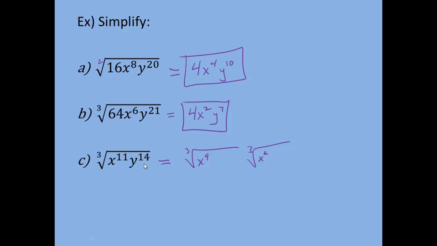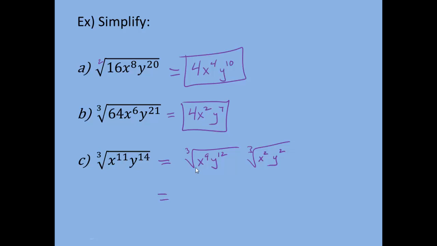The y to the 14th, is that a perfect cube? Well, 14 doesn't divide by 3 evenly, so we need the closest power to 14 divisible by 3, which is y to the 12th. And then whatever's left over will go in the second set. If this is 14, and we use 12 of them, we need 2 more, so we've got y to the 2nd. We can evaluate the first radical. The second one's going to stay the same.